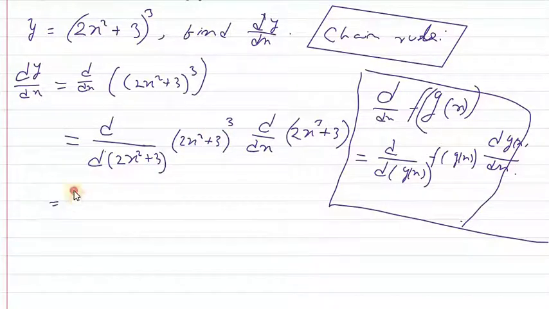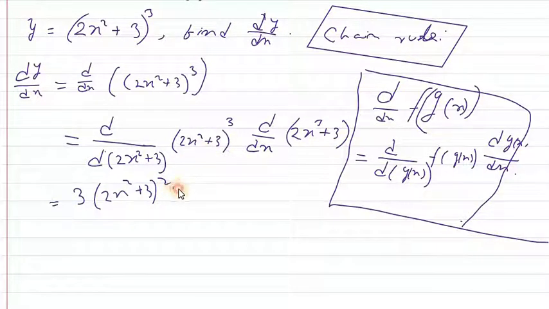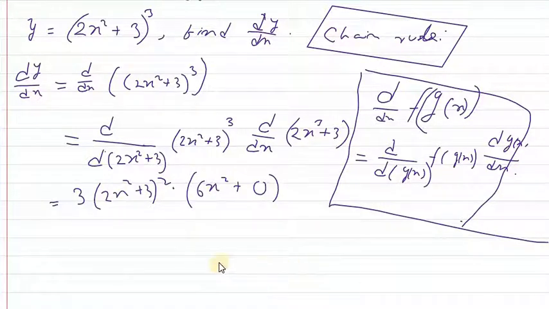So this will be 3 times (2x square plus 3) to the power 2. So d by dx of x cubed is this, multiplied by the differentiation of 2x cubed plus 3, which is 6x square plus differentiation of 3 which is 0. So this is the thing. You just accumulate the things and we can go for it. Okay, so this is the basic thing.